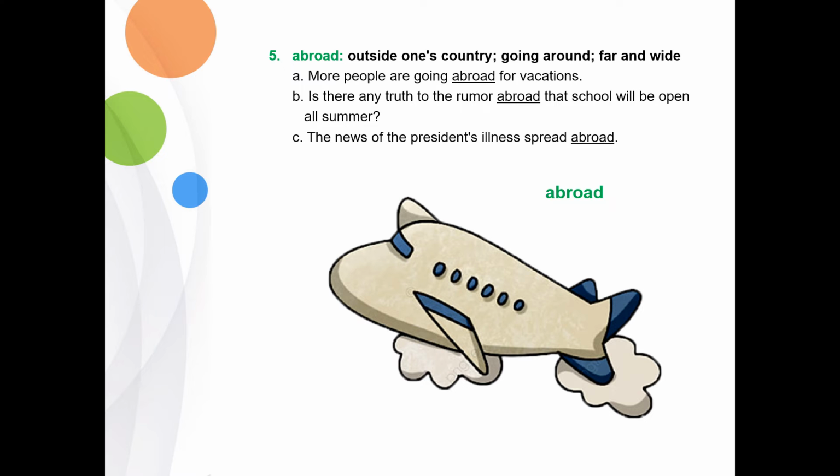Abroad. Abroad means outside one's country, or going around, or far and wide. Examples. Number 1. More people are going abroad for vacations. Number 2. Is there any truth to the rumor abroad that school will be open all summer? Number 3. The news of the president's illness spread abroad.